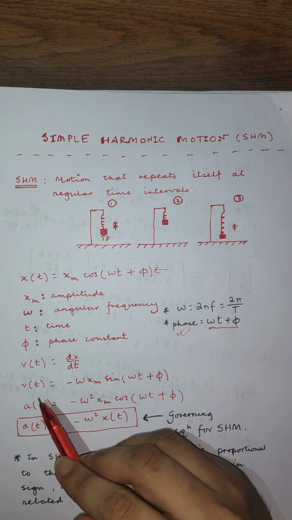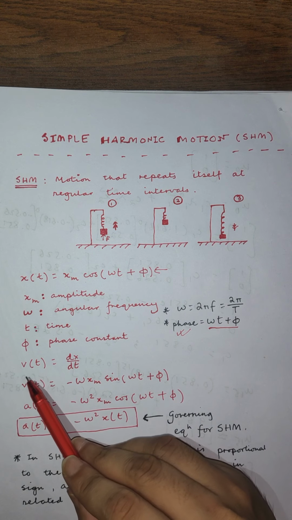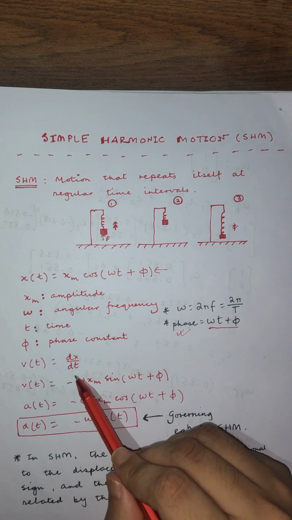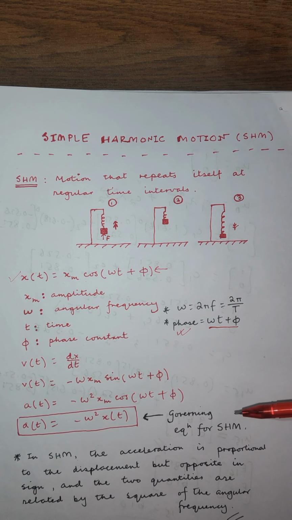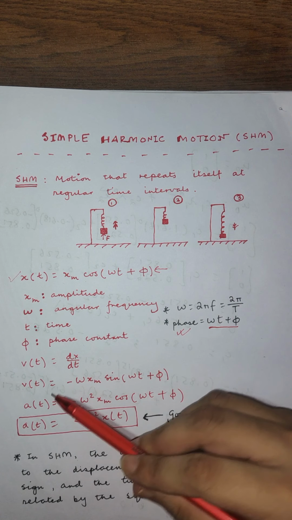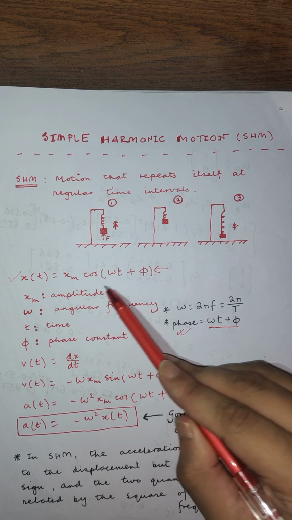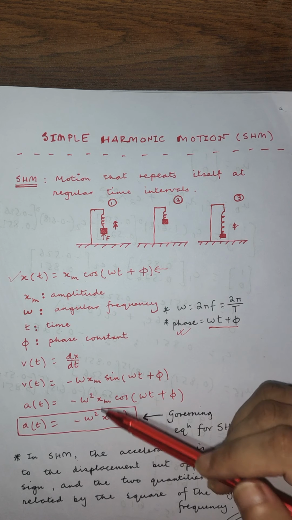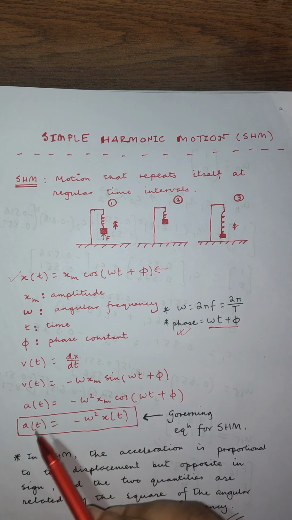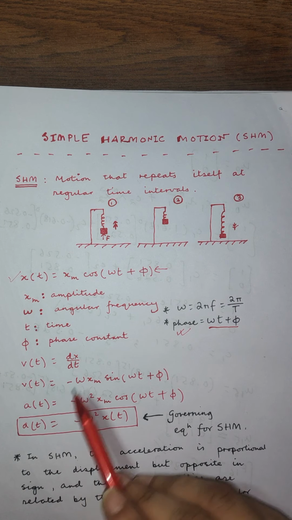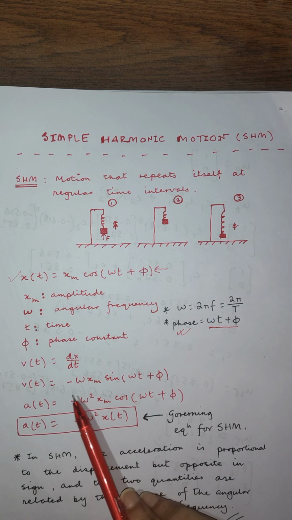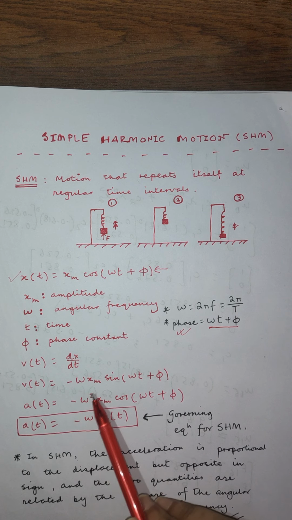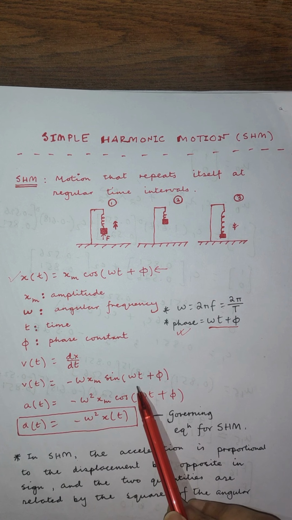Next, I talk about the velocity. As you know, we can derive the velocity from the time derivative of the displacement. So we have the displacement right there. We can differentiate x in order to get the velocity. So v equals dx by dt. Let's just differentiate this expression. If we do so, we actually get negative omega x sub m sine of omega t plus phi.